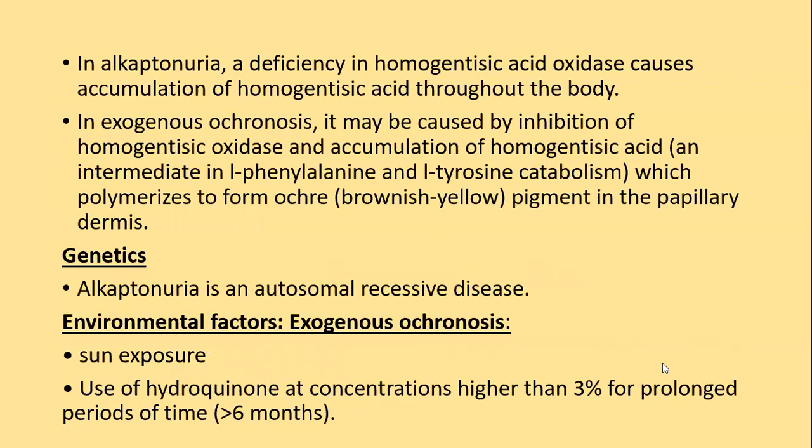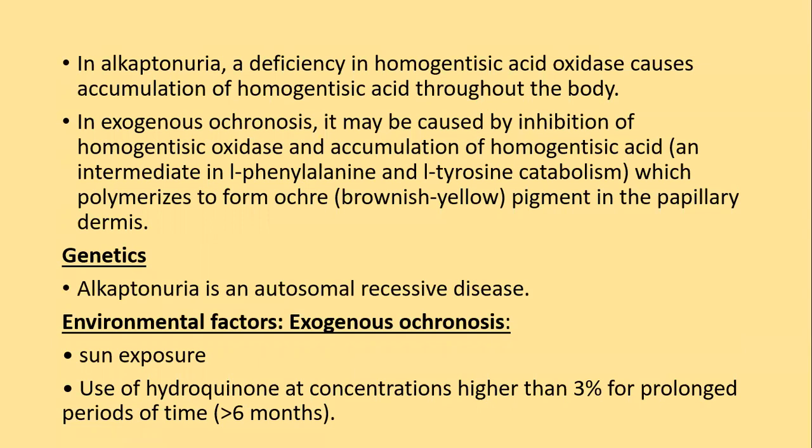In alkaptonuria, a deficiency of homogentisic acid oxidase causes accumulation of homogentisic acid throughout the body. While in exogenous ochronosis, it is caused by inhibition of homogentisic oxidase and accumulation of homogentisic acid, which polymerizes to form ochre, that is a brown yellow pigment in papillary dermis.